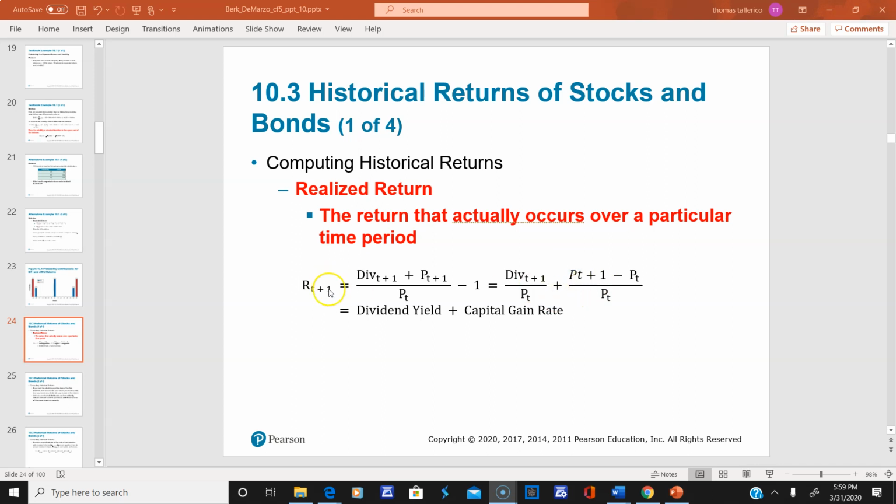All right, so this is the equation that gives you the realized return. And we talked about this in class. And this is the dividend yield, which is here, right? And this is the capital gain rate, which is here. Okay, so check your book and you'll see that I fixed this equation. All right, I'm going to move on to part 3.